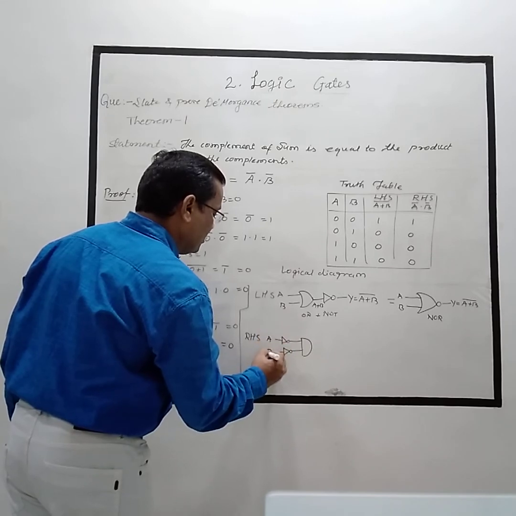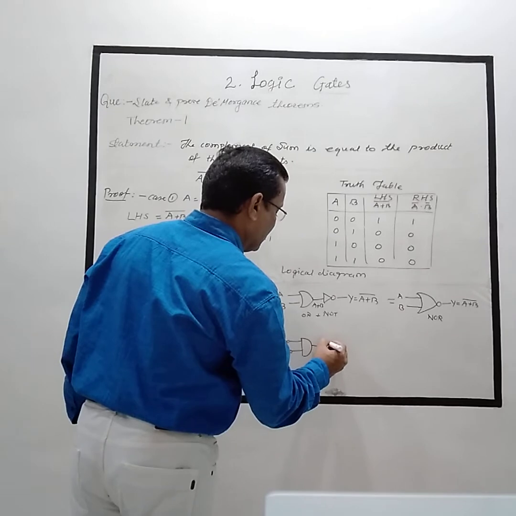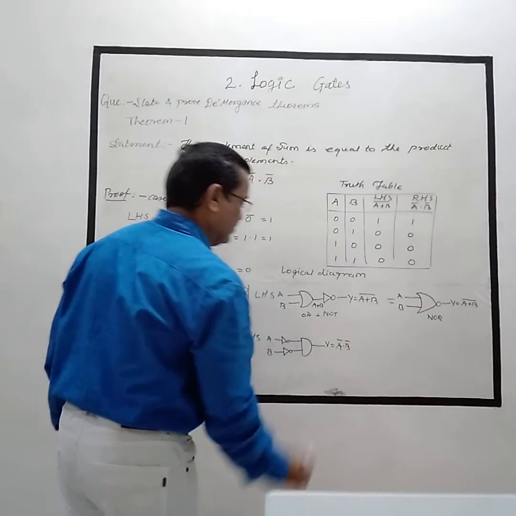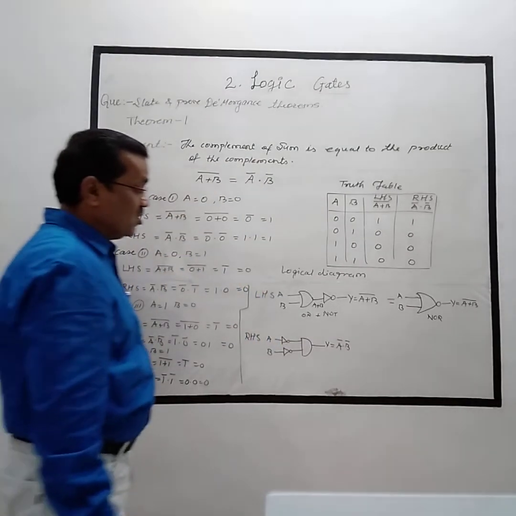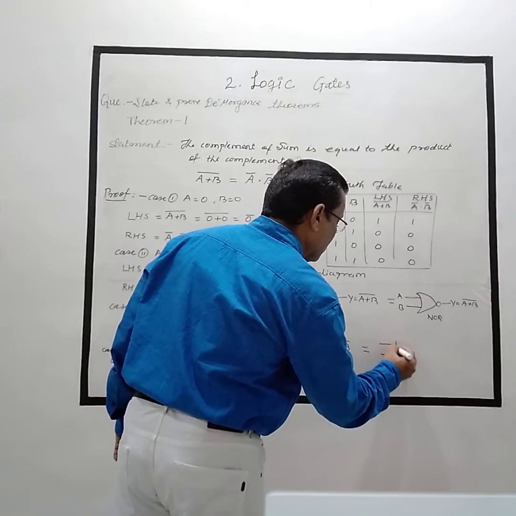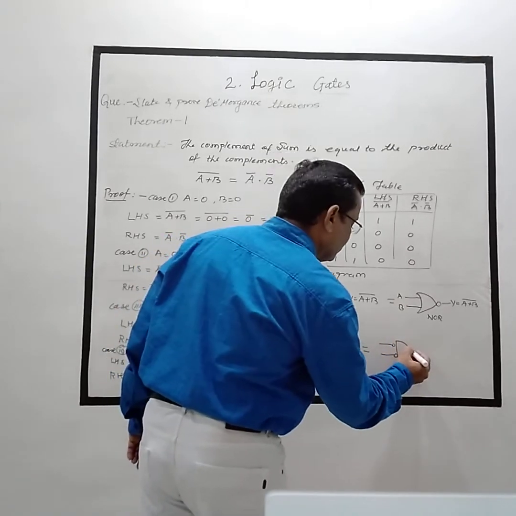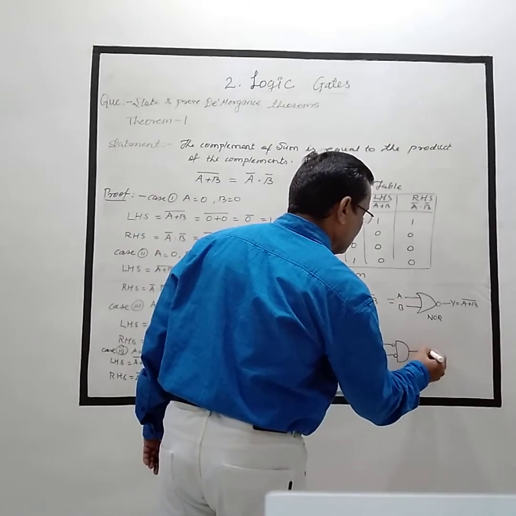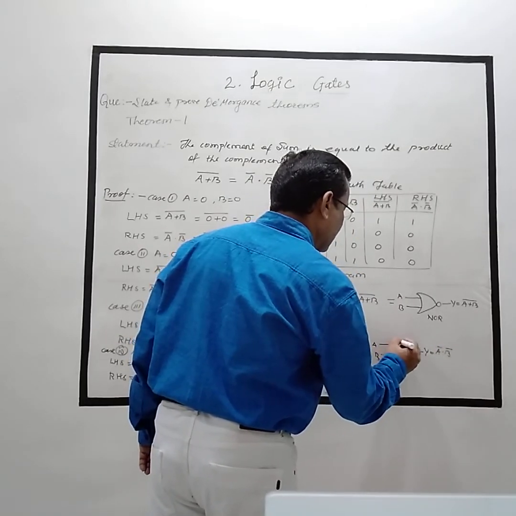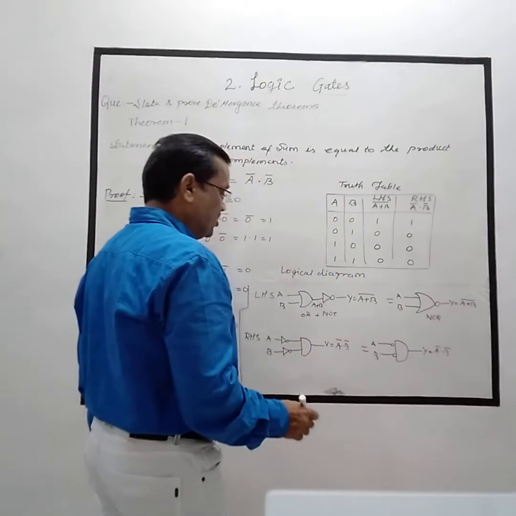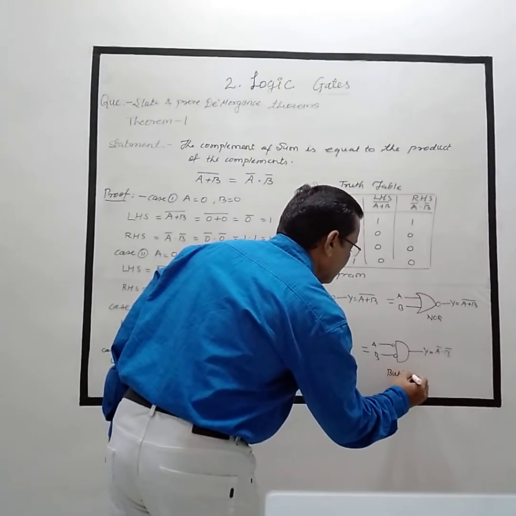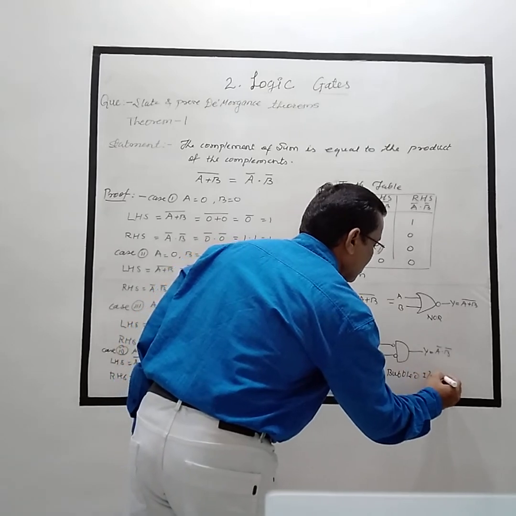It is A, here it is B. So what we are getting here, Y is equal to A bar dot B bar, which is equivalent to A B. Here we are getting A bar dot B bar. It is a bubbled input AND gate.